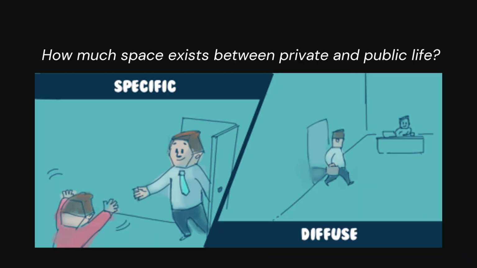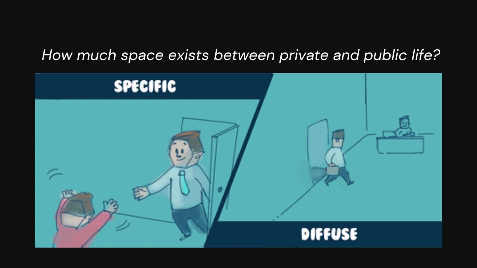The next category is the specific versus the diffuse. And this is really related to how much space exists between your private and your public life. In certain cultures, people tend to draw thick lines between their public life, their work life, how they behave and socialize with people, or they typically don't socialize with people a whole lot outside of the workplace. And then that contrasts with cultures that are more diffuse.